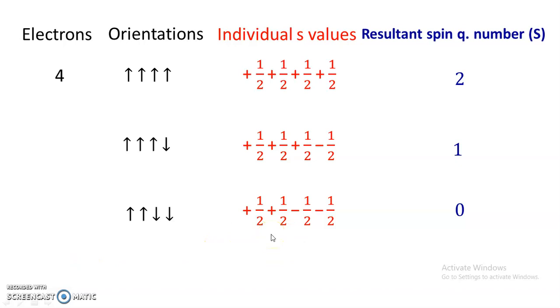In the next video we are going to discuss the resultant orbital angular momentum quantum number, that is coupling of orbital angular momenta.